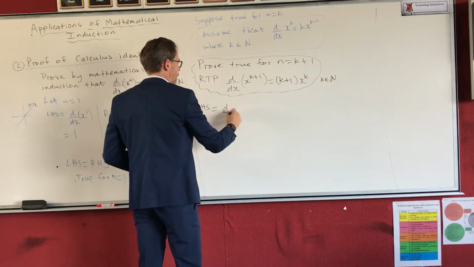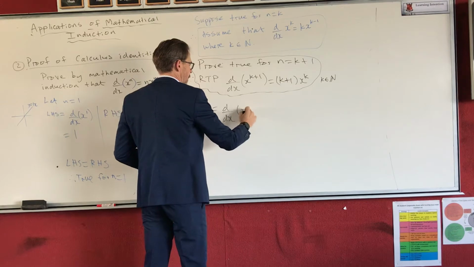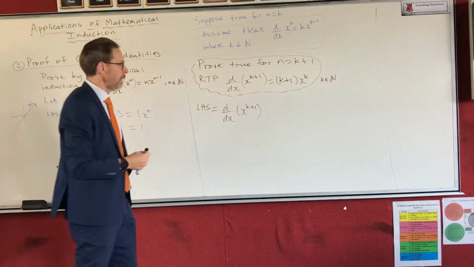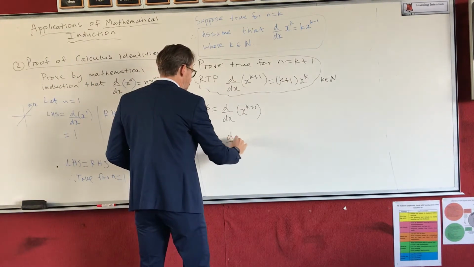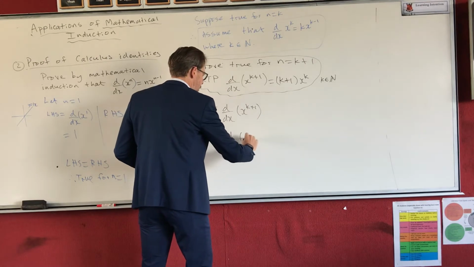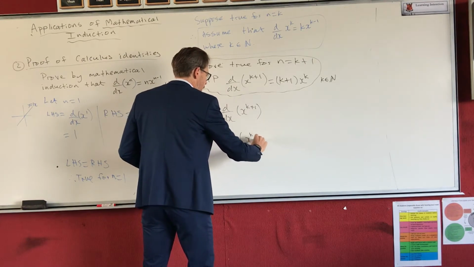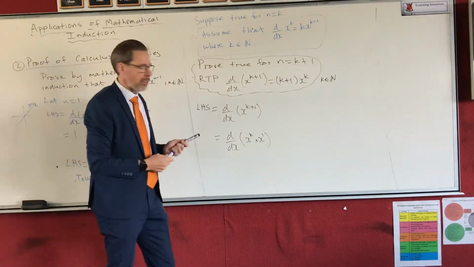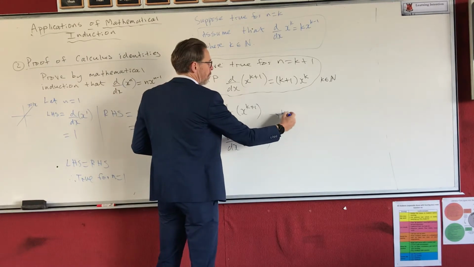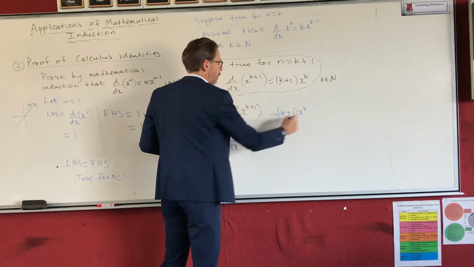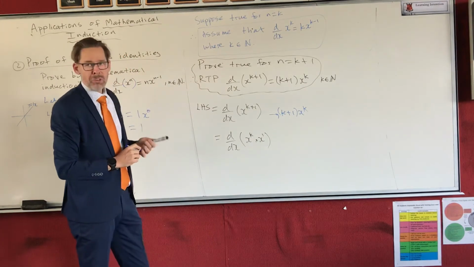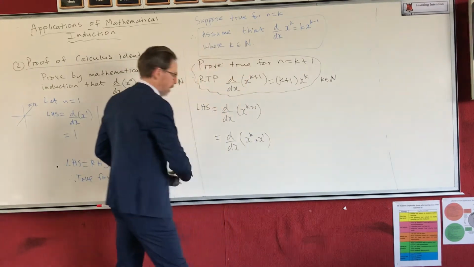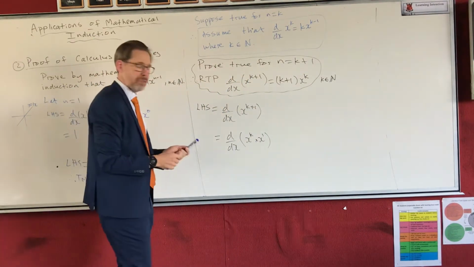Left-hand side is d/dx of x to the k plus 1. Now, you've got to be careful here. You're going to have to think of this as a product. So, x to the k times x to the 1. The temptation is just to do this, right? You can't do that because that's what you've got to prove. So don't do that. Think of this as a product, and you're going to use the product rule to differentiate.